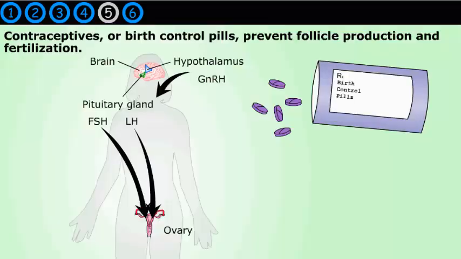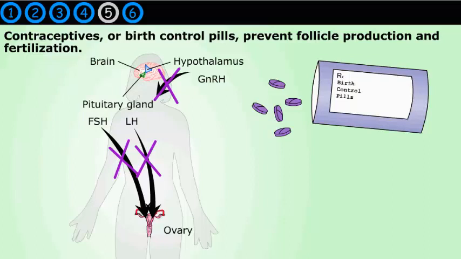Hormonal control is also the basis for birth control pills. The most commonly used type of pill contains a combination of estrogen and a synthetic progesterone called progestin. The two hormones work by negative feedback to prevent the release of GnRH by the hypothalamus, which in turn turns off the production of LH and FSH in the pituitary gland.